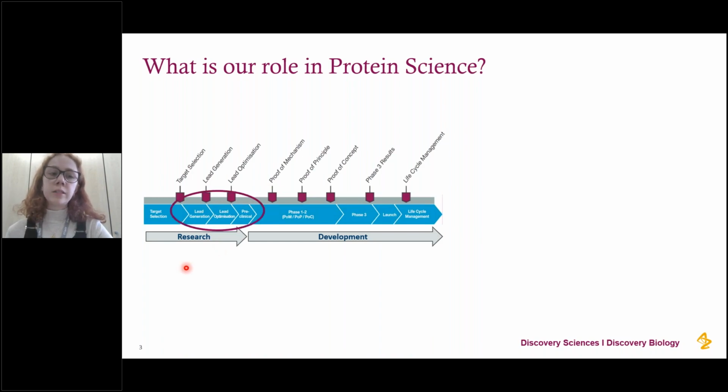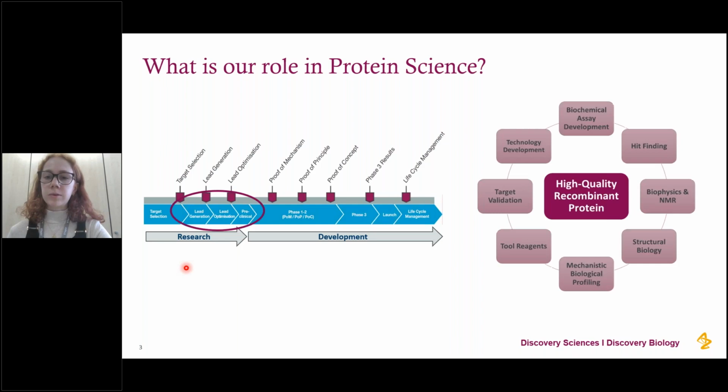Our proteins are used for lead generation and lead optimization activities, and they're used for a wide range of downstream activities. This includes the development of biochemical assays to test protein function and possible compounds, for various hit finding approaches, whether that be a full high throughput screening campaign or a DNA encoded library screen, for various structural biology approaches, and for the iterative cycles of design, make, and test. Once we produce a protein, that doesn't mean that's the last we ever see of it.